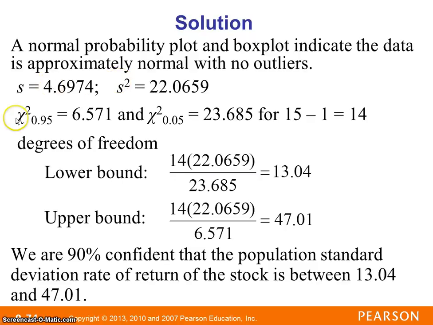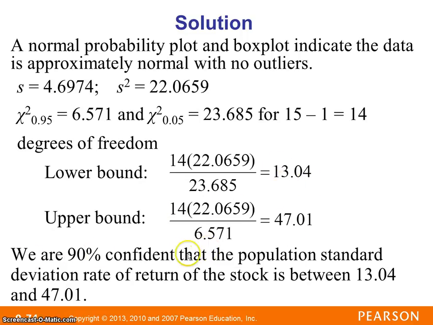The standard deviation, if you compute it, is given by this, so the variance would be just the square of that number. And then chi squared of 0.95 gives you 6.571. Chi squared of 0.05 gives you 23.865. And remember, this will be for 14 degrees of freedom because we had 15 stocks. So the lower bound then will be the degrees of freedom times the variance divided by your chi squared value. And then the upper bound would be the same thing, except you would use this as your chi squared value, and that will give you the upper and lower bounds.